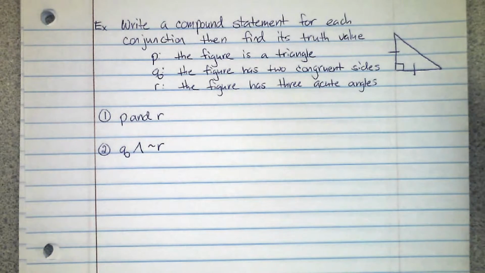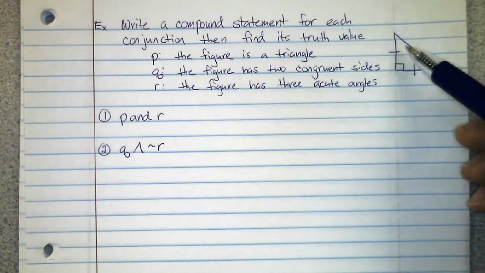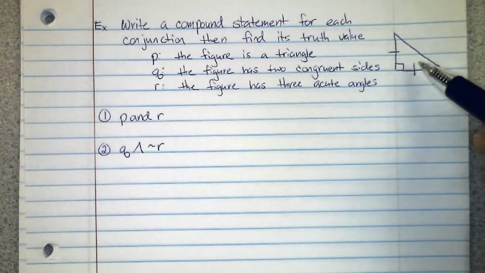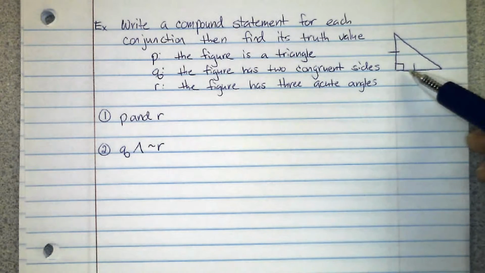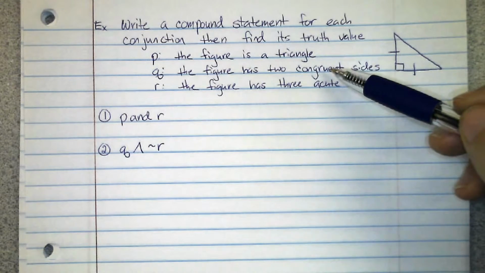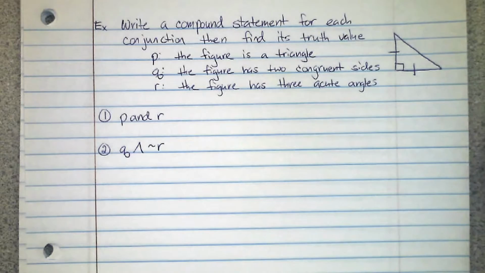Okay, so let's take a look at this example problem. Write a compound statement for each conjunction, then find its truth value. So here we have a triangle. You can see by the tick marks that this segment is congruent with this segment. These sides are congruent, 90-degree angle. P, the figure is a triangle. Q, the figure has two congruent sides. R, the figure has three acute angles.